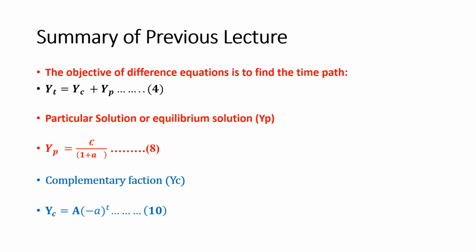Further, we assume the complete solution is equal to the sum of the complementary function and the particular function. So yt is equal to yc plus yp, equation number 4. The particular solution is the equilibrium solution yp. So yp is equal to c over 1 plus a, which we derived previously, and the complementary function yc is equal to arbitrary constant capital A into minus a to the power t.